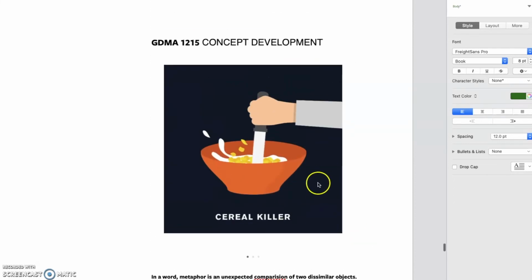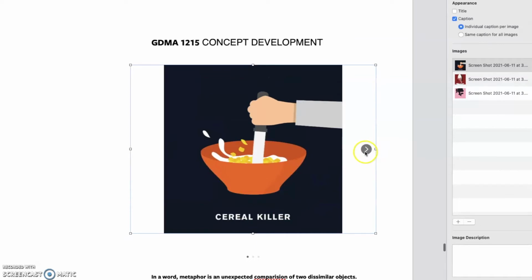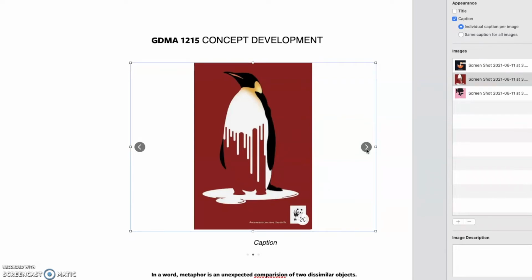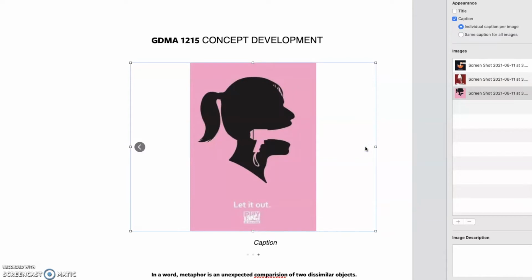So here's another example. It's more of a pun than a metaphor, but you can see this WWF ad for global warming, right? The idea that this penguin is melting, instead of just showing something like an iceberg that you would typically see. So that is a visual metaphor, right?